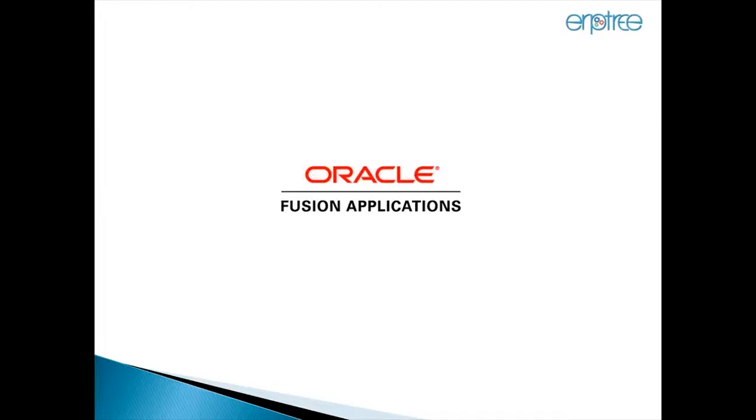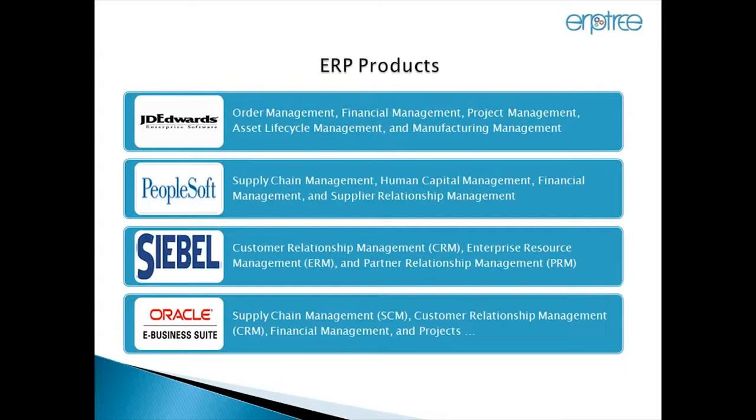So what is the meaning of Fusion applications? We know there are many ERP products in the market. I listed very few here. We have JD Edwards as an ERP product in the market, PeopleSoft, Siebel, and as we know very well, we have Oracle EBS. If you look at these ERP products, most of them offer multiple solutions. If you look at JD Edwards: order management, financial management, project management, asset lifecycle management, manufacturing management. In the same way, other ERP products also offer many solutions required for enterprises.